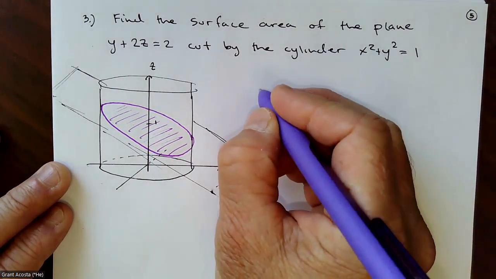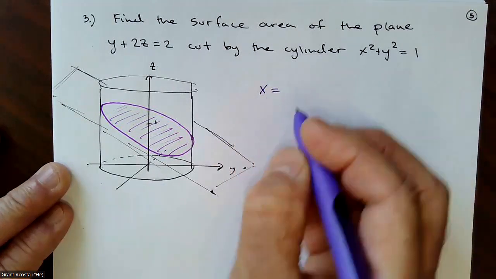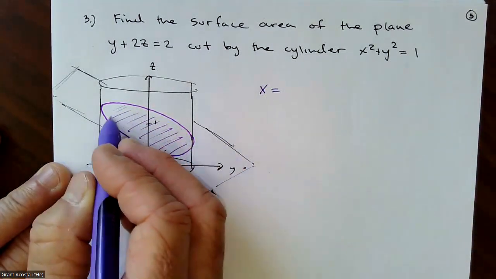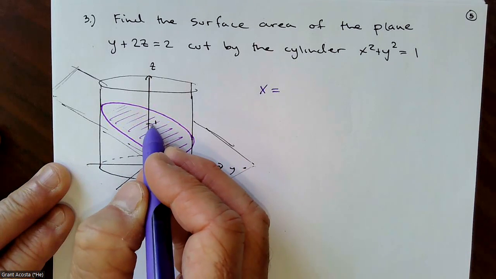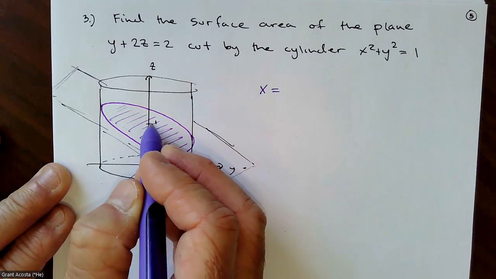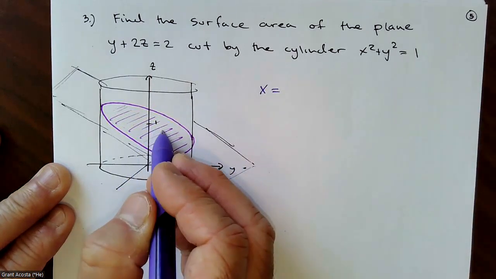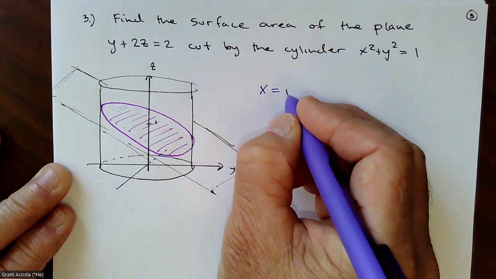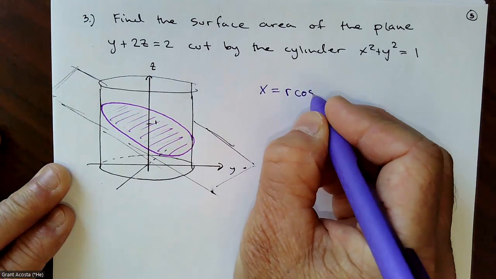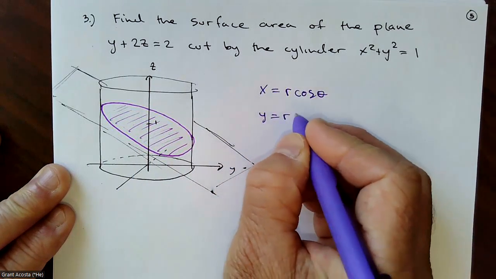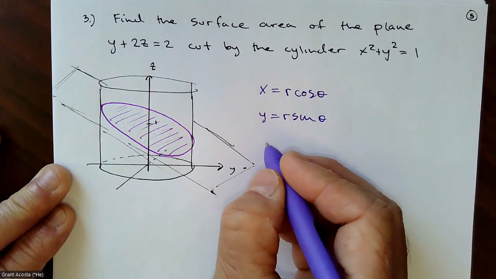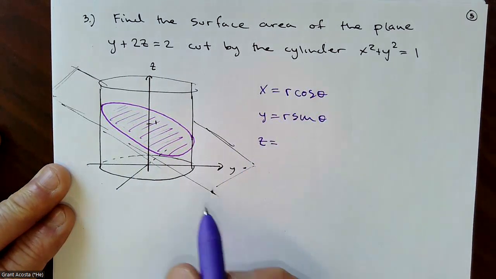Let's switch to purple. So for x, it's going to be a circle. Every point on this circle, the radius of the circle is of course 1, but we want every single radius from 0 to 1. So we're going to have, once again, x be r cosine theta, y be r sine theta. Now what about for z?